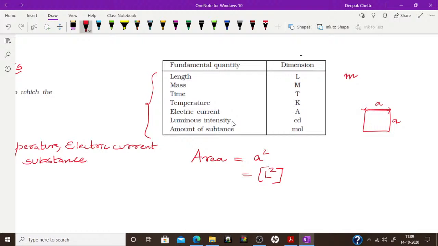So it is raised to the power 2 for length. I can also write the others: M and T do not appear in this formula, so M will be to the power 0 and T will also be to the power 0. So this is your dimension of area. Is it clear? Yes or no?